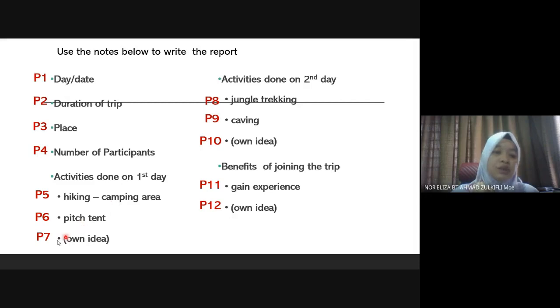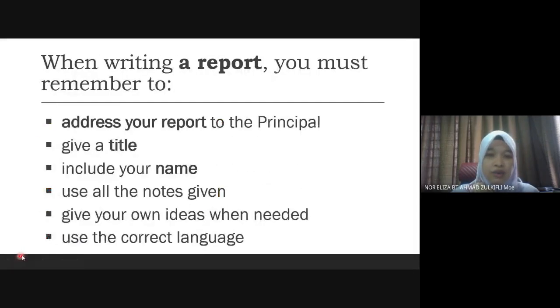Now we go to the next slide, and then you see when writing a report, you must remember to address the report to the principal and give a title, include your name and all those. Now what is the meaning when you say address your report to the principal? What does it mean in a report? How do you address your report to the principal? Can anybody just give it a try? How does it look like?